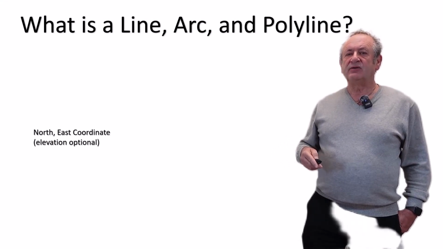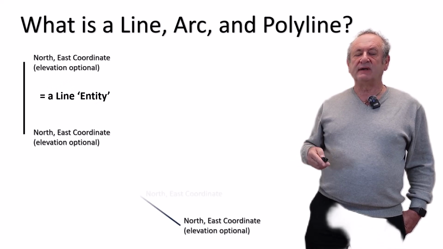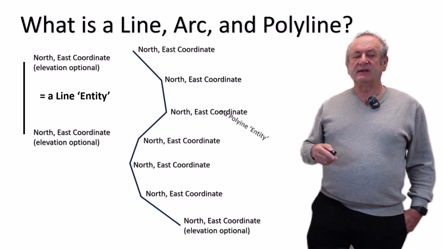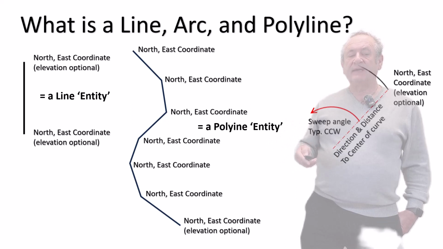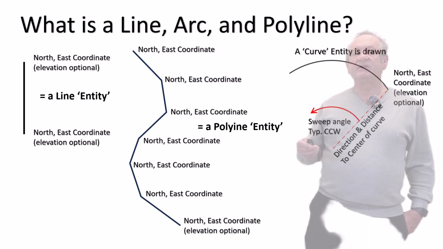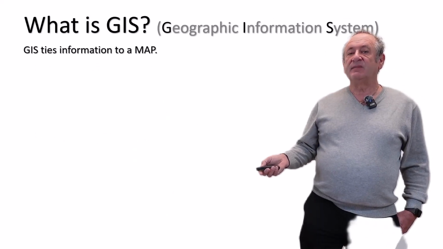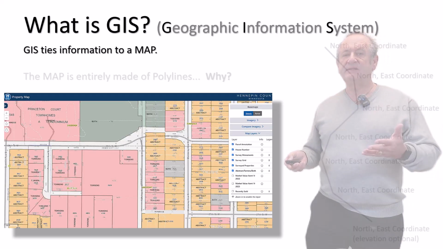A line is a point that goes from one northeast coordinate to another northeast coordinate. That's called a line entity. A polyline is a line that begins at a coordinate, goes through a series of coordinates, and ends at a coordinate. Curves are drawn various ways. They start at a north and east coordinate, a center location, and then they swing an arc to an end point. Those are the basic elements of a site plan to be submitted in CAD or CDIS, Coordinate Design and Information System. What's GIS? It ties information to a map.